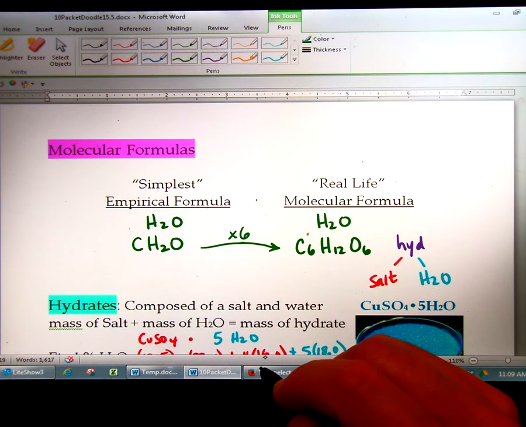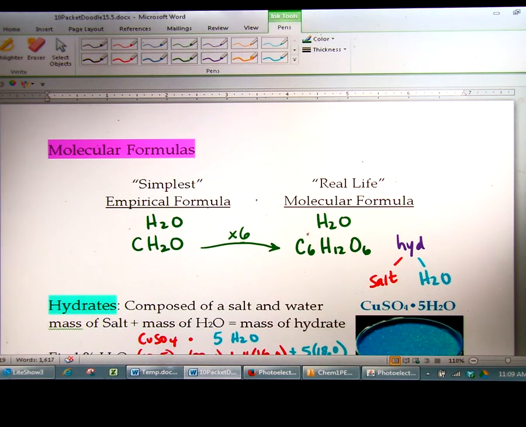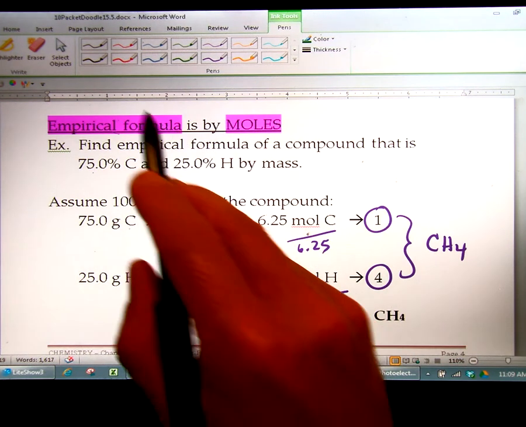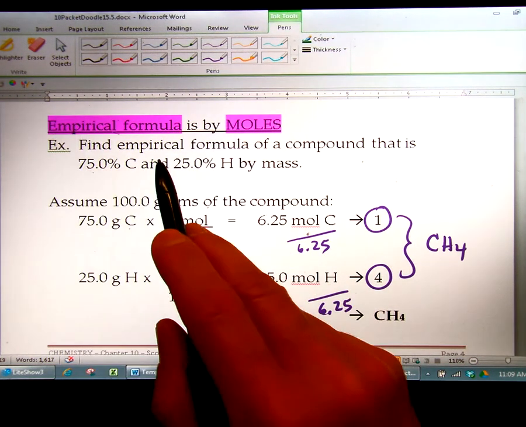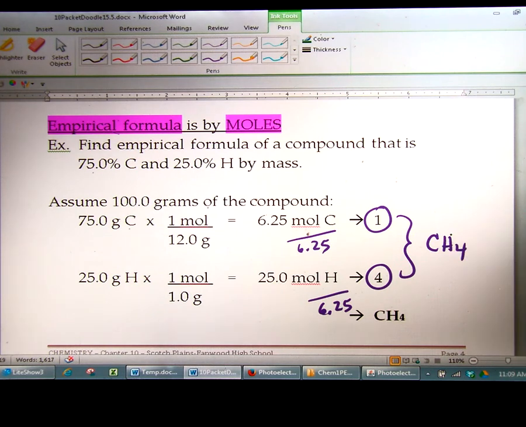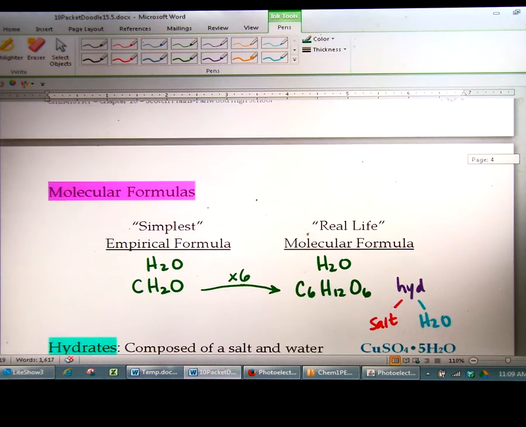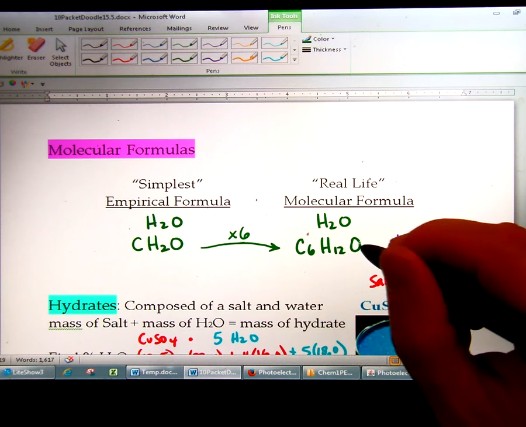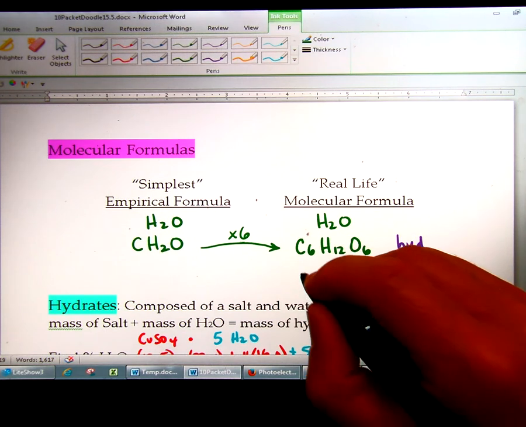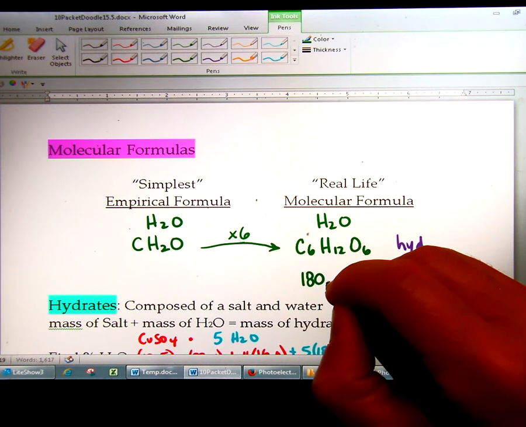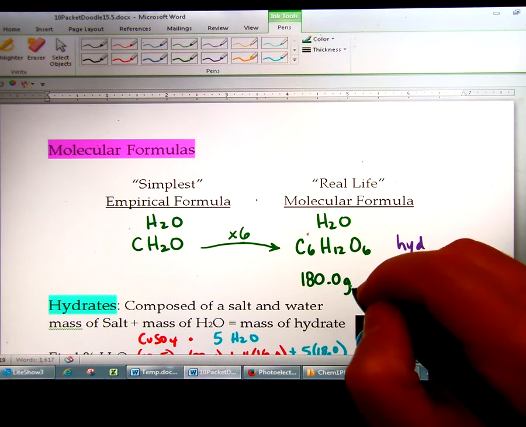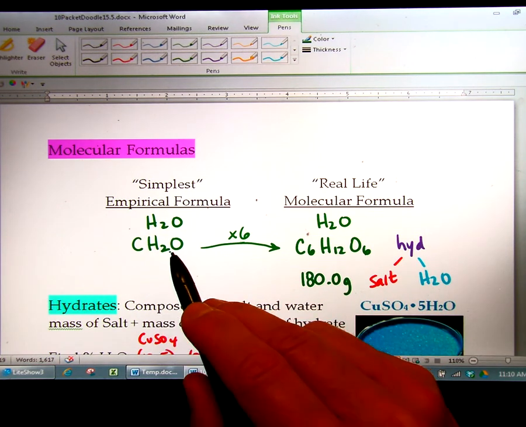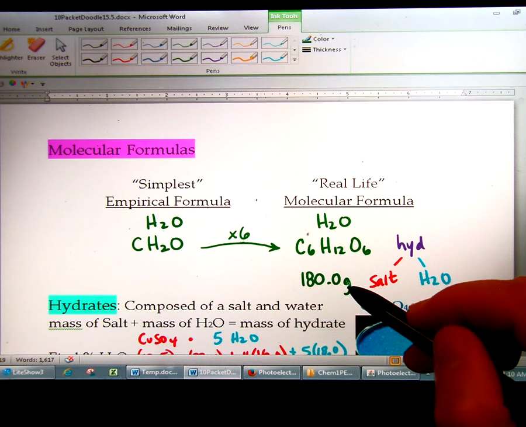So how would this help you for a problem? Well, let's say that you did this calculation back here and got an empirical formula for something. Okay, let's say the empirical formula, instead of being CH4, let's say your final answer came out to be CH2O. And they told you that the real life formula or the molecular formula weighed 180 grams. They told you this in the problem. So you just found out that the empirical is CH2O and the real life one weighs 180.